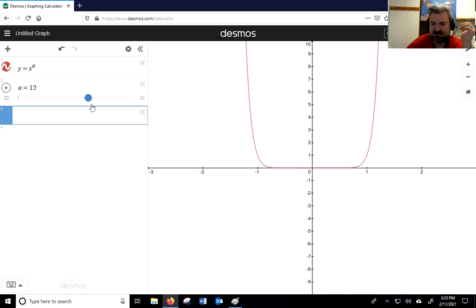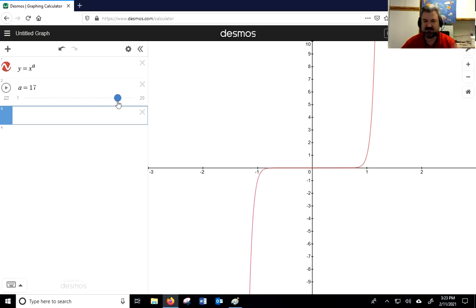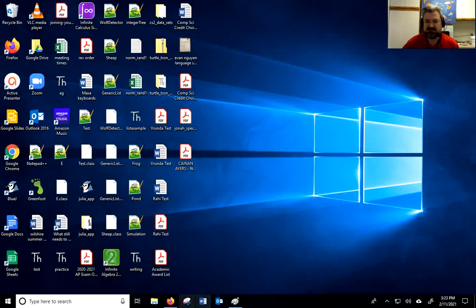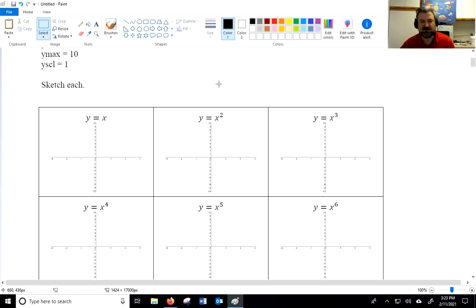But the left-hand side is alternating. So when the power is even, both sides point upwards. When it's odd, one side points down, the other side points up. And that's a big concept that I want you to have in front of you, okay?